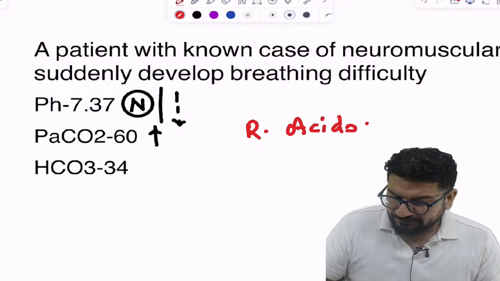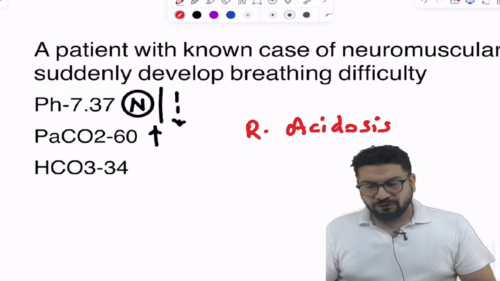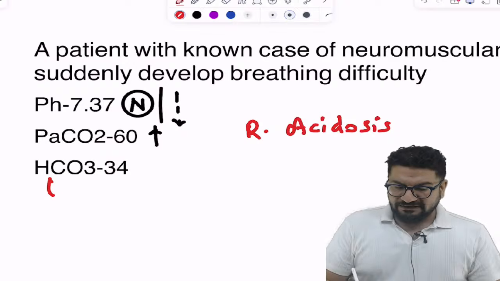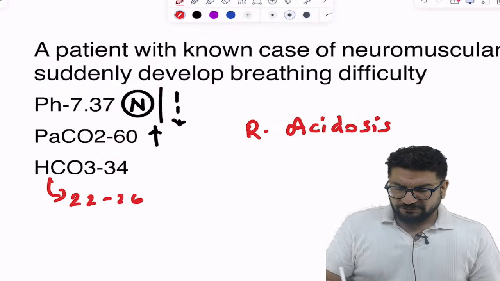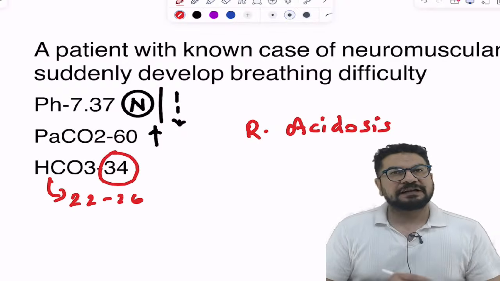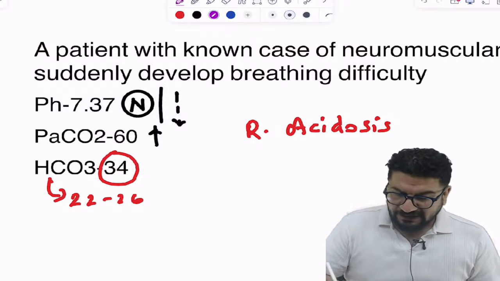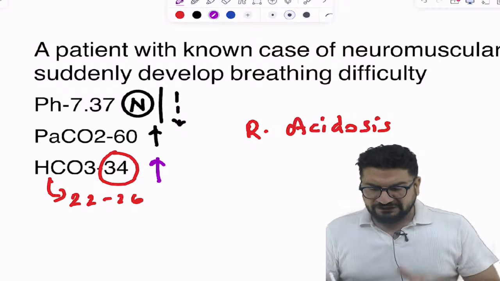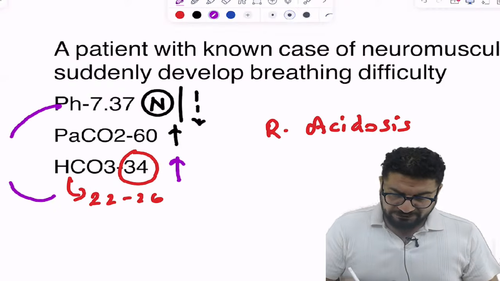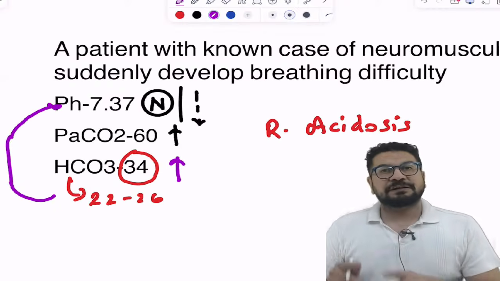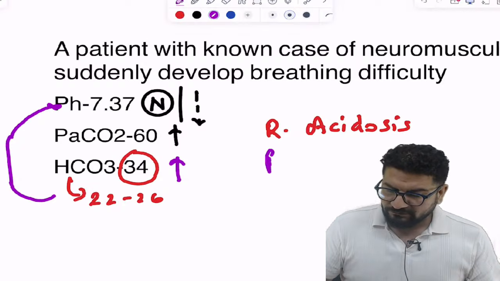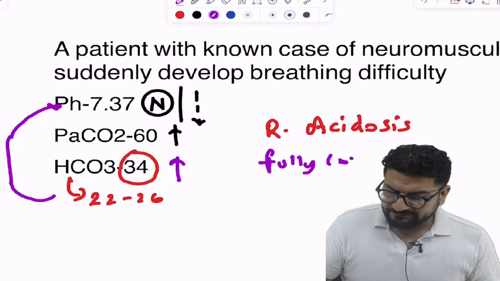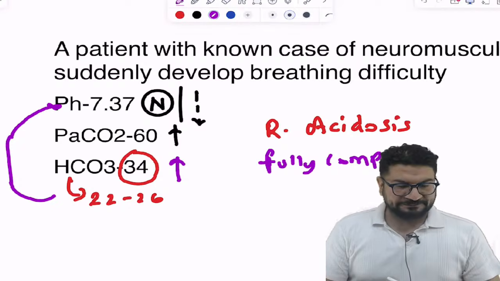And I told you in respiratory, the kidney will do compensation. So bicarbonate normal value was 22 to 26, but now it is increased. It means kidneys are doing their best, and actually the kidney did their best. They have increased bicarbonate to a certain extent that pH became fully normal. And when pH became fully normal, what we call this is fully compensated.